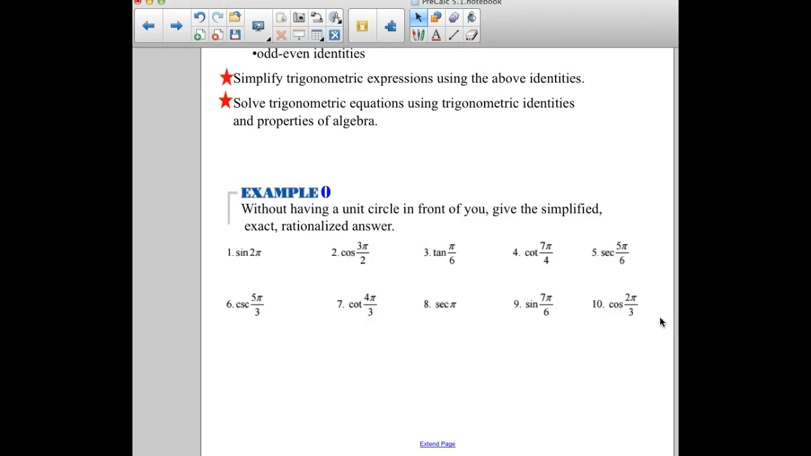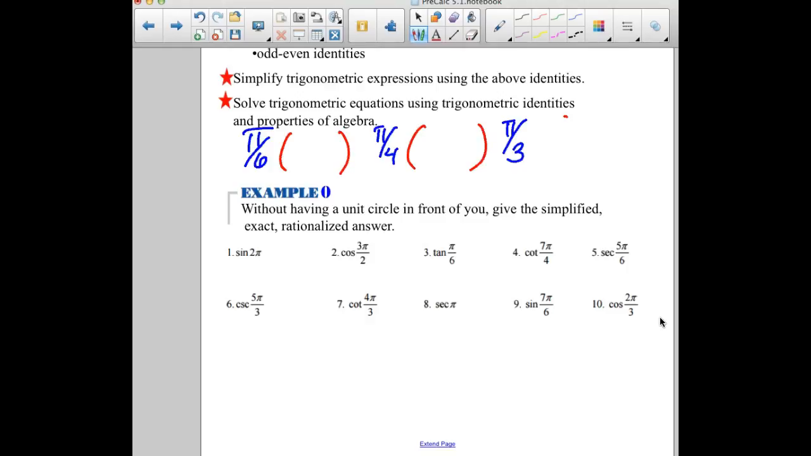All right, so this is just a quick review from the last chapter. It says, without having a unit circle in front of you, give the simplified, exact, rationalized answer. So I want you to think of our 3 basic angles. We've got pi over 6, pi over 4, and pi over 3. And think about what the ordered pair would be for each of those. All right, so our pi over 4s are the easy ones. That's the root 2 over 2s.